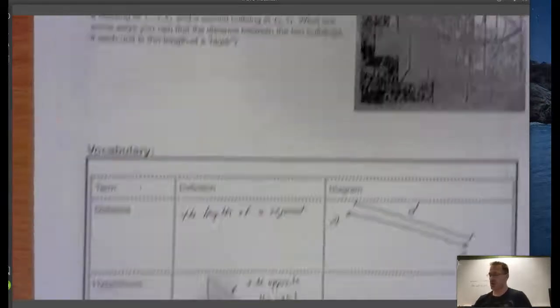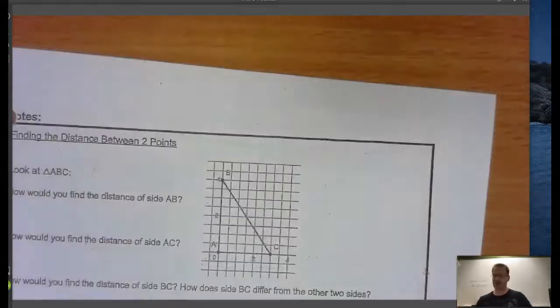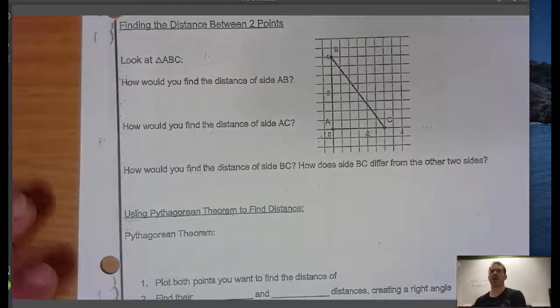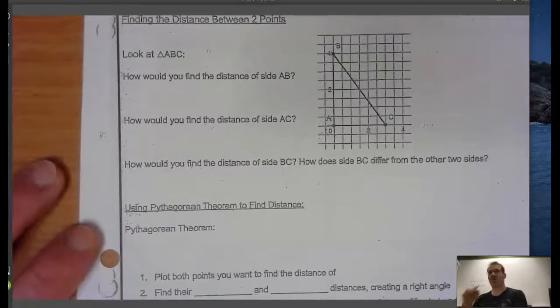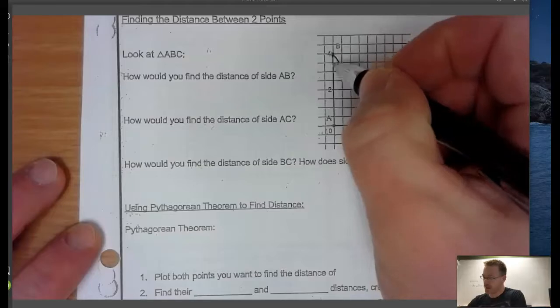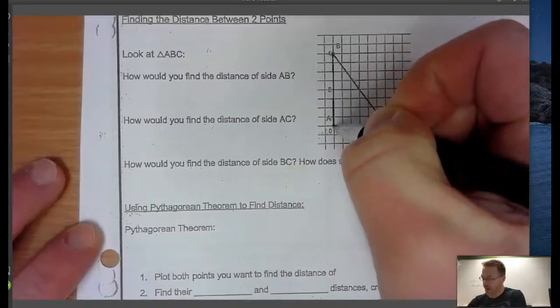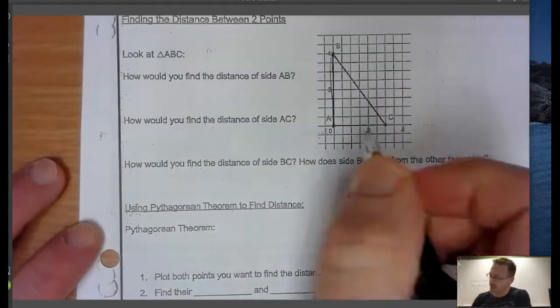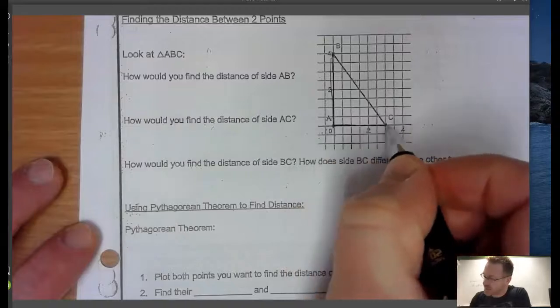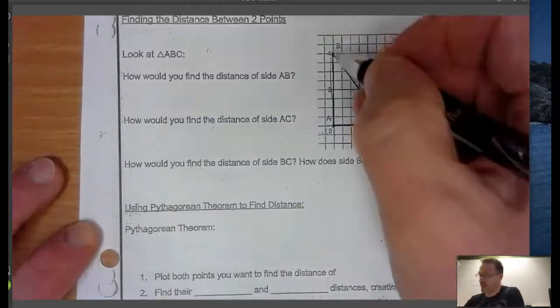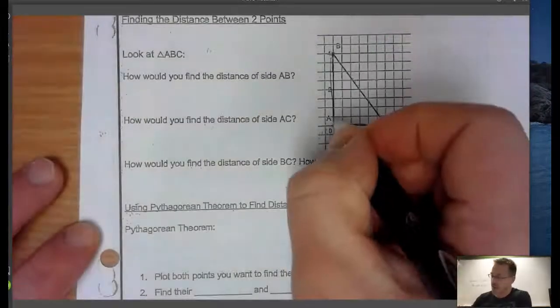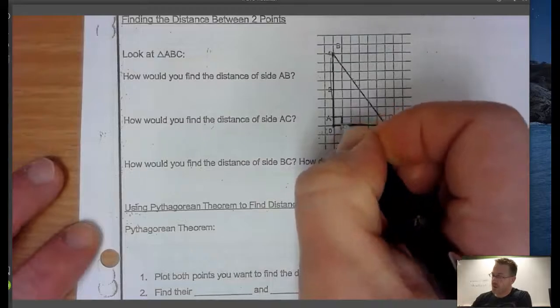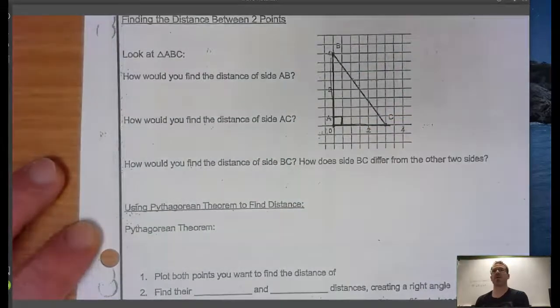Now when we look at the next page, on 15, we want to find some lengths here. Notice we want to find the length of AB, the length of AC, and then the length of BC right here. You can see that we have a right triangle, because anytime we have a horizontal and a vertical line, we know that they're going to be perpendicular, which is going to create that 90-degree angle, which gives us a right triangle.